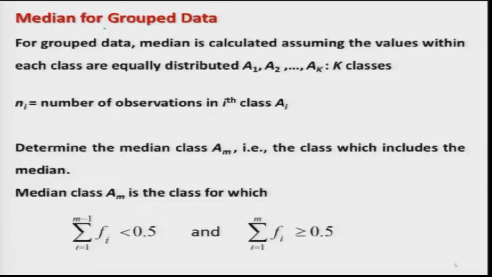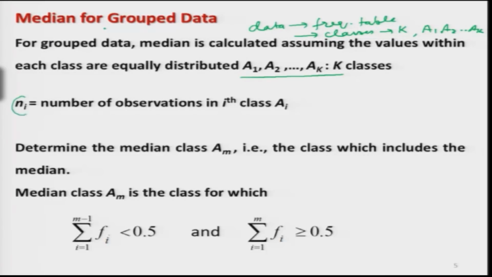Then in the frequency table we will have classes. So now we start our discussion by assuming that we had the data, and from the data we have created the frequency table, and this frequency table has k classes denoted as A1, A2, up to Ak. The entire frequency is distributed among k classes, and we assume that the absolute frequency of the ith class is Ni.